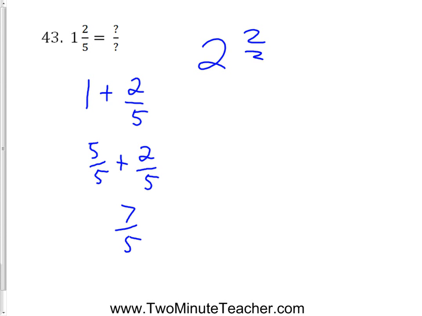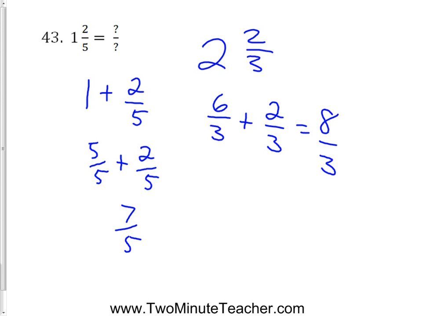Let's say it was 2 and 2/3. That's one funny looking 3. 2 and 2/3. And I want to make that into an improper fraction. Well, 2 is the same as 6/3 plus 2/3, which should be 8/3. But we can do a little trick. You can do something that'll save you time.